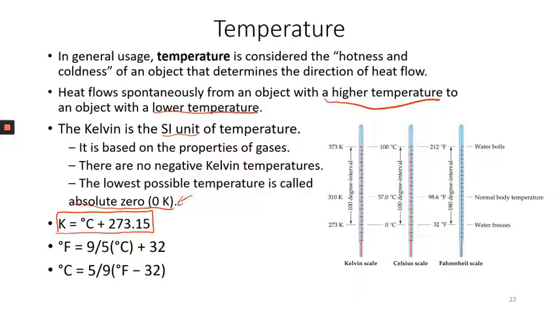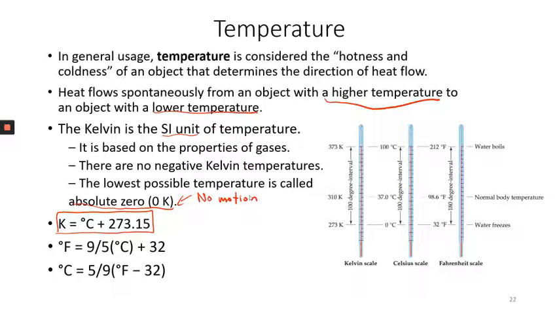At absolute 0, your kinetic energy is 0 and there is no motion. So they define the lowest temperature as the temperature where items stop moving. And they made it absolute and they called it 0. So Kelvin starts at 0 and goes up.